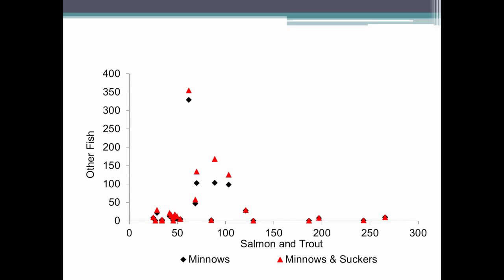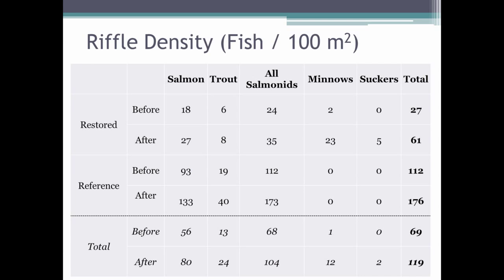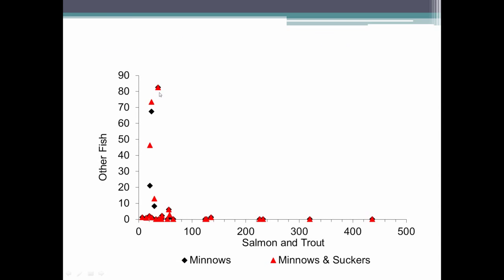If we look at the riffles, essentially we saw increases across the board. That's really what was significant here, is that before and after restoration, at both the restored and reference, we saw increases in all categories of fish, all species of fish across the board. So riffle density certainly increased. We ran a plot there to see if it would also show a relationship, and it certainly does, but it is a much lower density for the optimum. So down around 25, 30 salmonids per 100 square meters seems to give us our optimum.